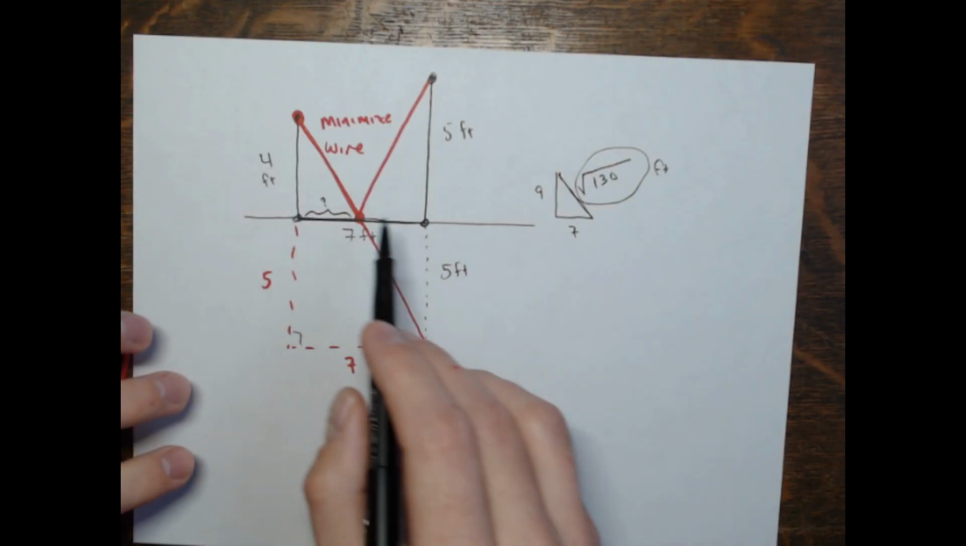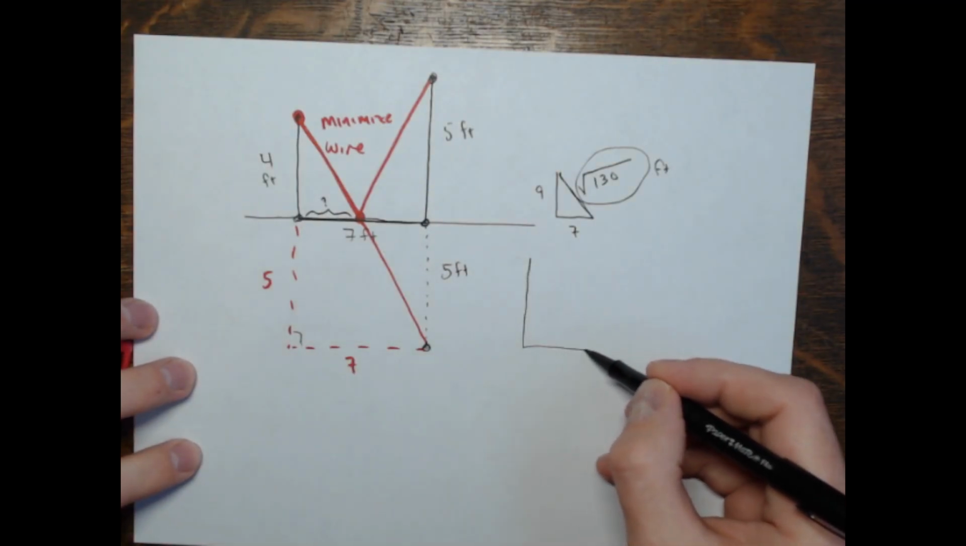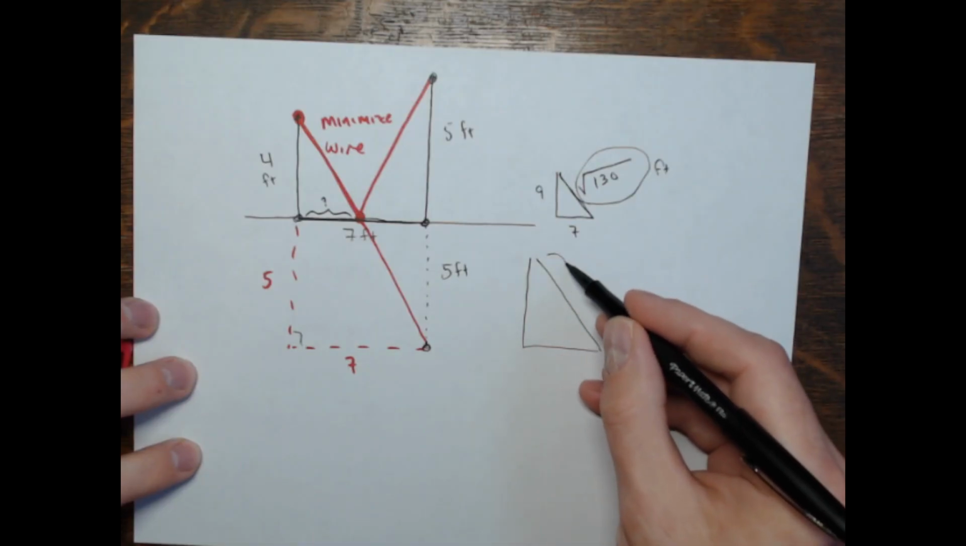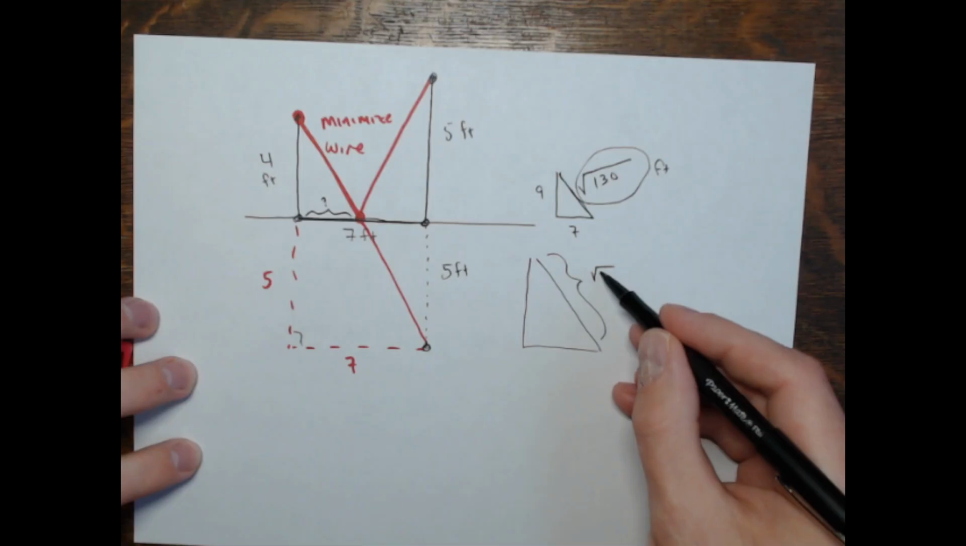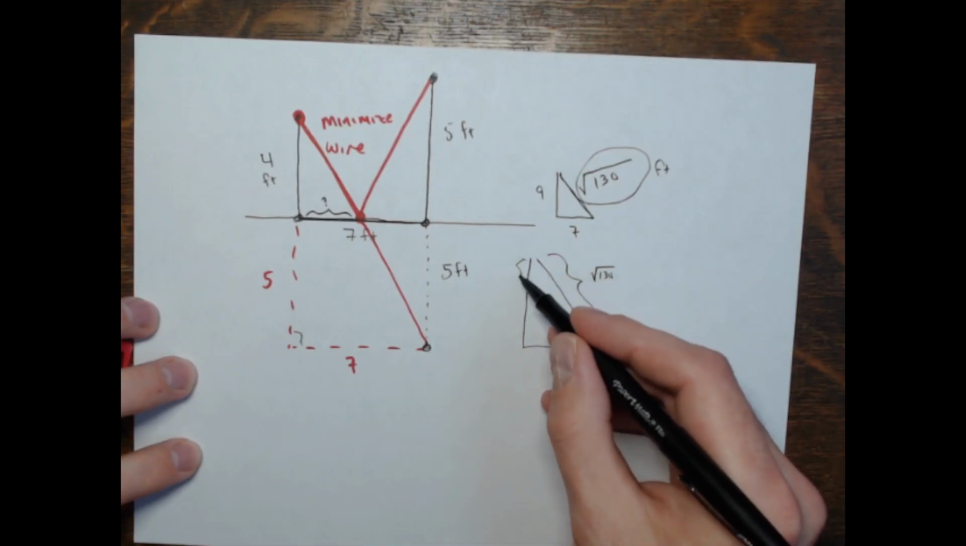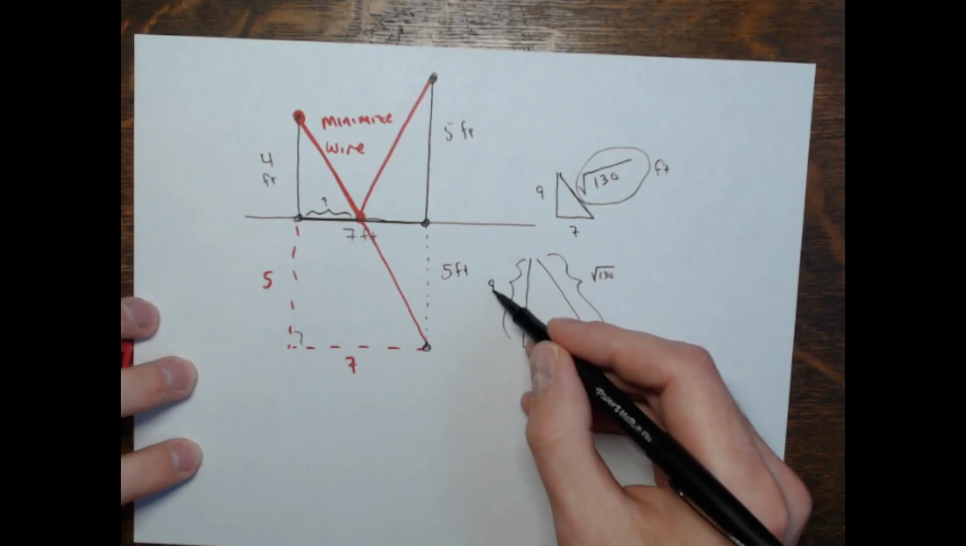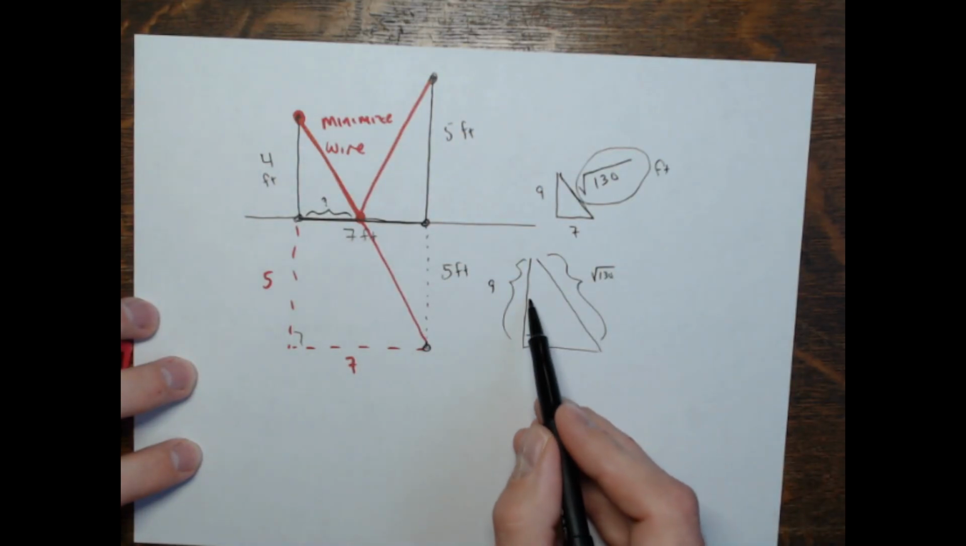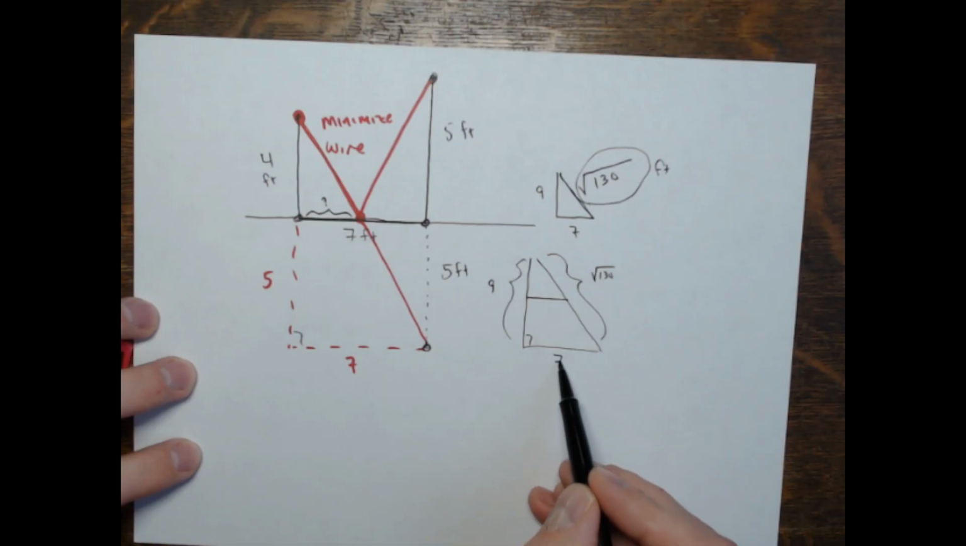Oh, I can just set up a little proportion here, right? I'm going to take this right triangle. And now we know this minimal distance here, square root of 130, and the big length over here is 9, right? 4 and 5. This bottom length is 7.